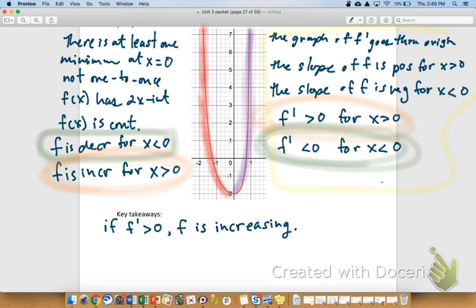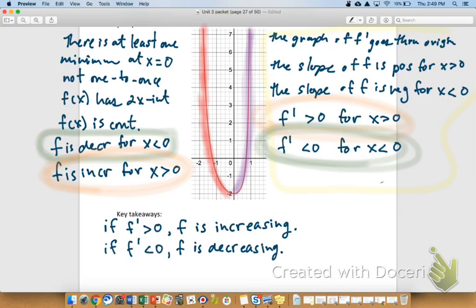Okay, so if that makes sense, then maybe we could say if f prime is negative, what would our conclusion for that be? Say again? F is decreasing, yes. F is decreasing.